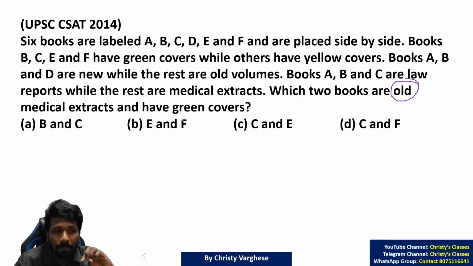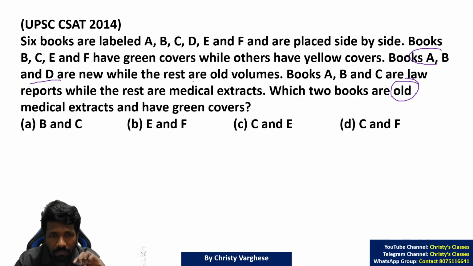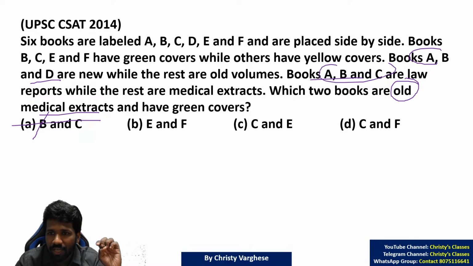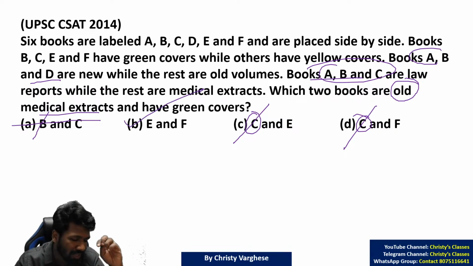So, old medical extracts. Old means it should not be new. A, B, D are new, so any option having A, B, D in it can be eliminated. Option A has B in it, so that is eliminated. A, B, C are low reports. Low reports we don't want, we want medical extracts. So options with low reports can be eliminated. Option C and option D have C in them, so those are eliminated. So the only option remaining is option B.